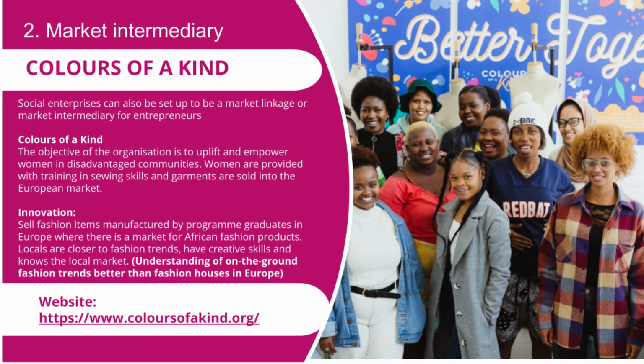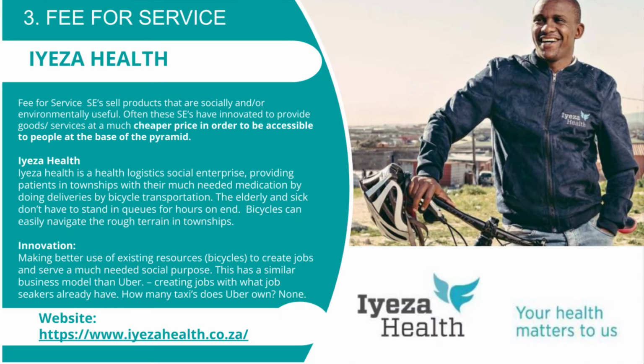So the third model I'm going to quickly focus on is the model of fees and services. So IESA Health is a really great example of this. So the fees and services revenue model is focused on products or services that are socially or environmentally useful, that are sold at a much cheaper price on the ground for people to have access to it at the base of the pyramid.